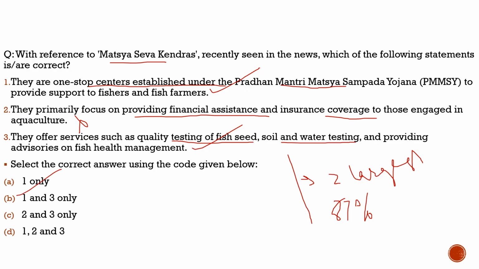Following this question, we came to know this scheme comes under the Pradhan Mantri Matsya Sampada Yojana, why it has been put forward, what its official work is, and what it offers. It offers services such as quality testing of fish seed, soil and water testing, and providing advisories on fish health management. So this is what comes under Matsya Seva Kendriyas. It has helped weaker sections of society. It is believed that 60% of the women have been helped under this scheme. So with this, let's move to another question from the same article.